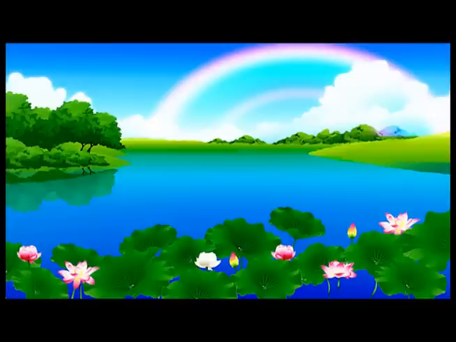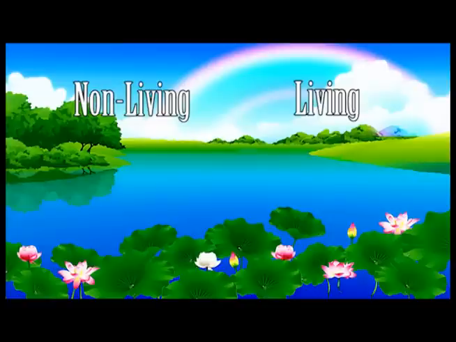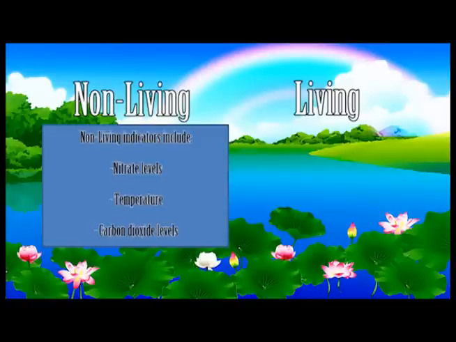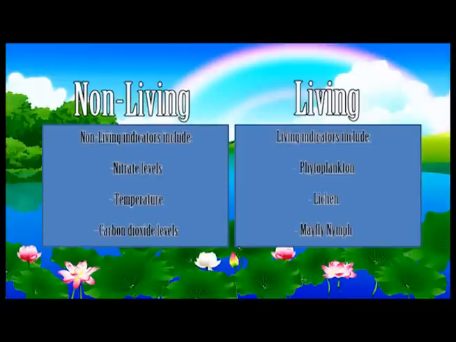It's possible to measure the change in an environment using two main methods, non-living and living indicators. Non-living indicators include nitrate levels, temperature and carbon dioxide levels. Living indicators include the presence or absence of species such as phytoplankton, lichen, and in aquatic environments, mayfly nymphs.